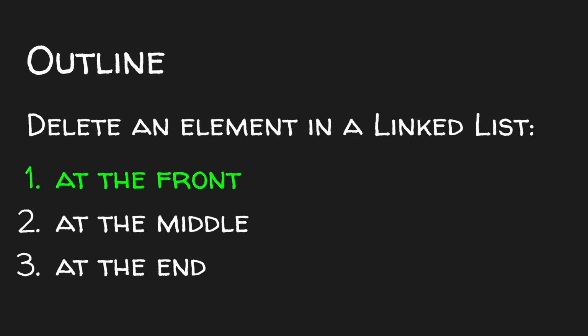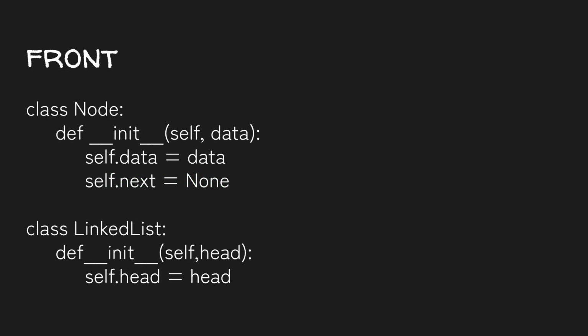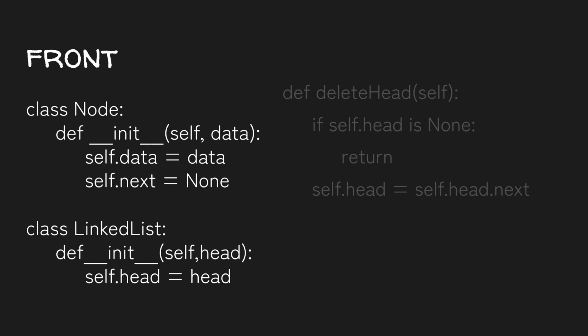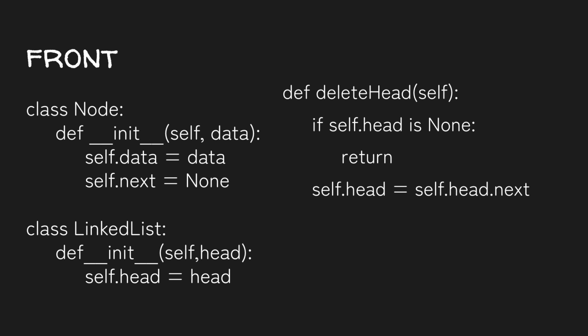Recall the linked list class we built in our Introduction to Linked Lists video. We're going to be building off the linked list class by adding a method called deleteHead, which deletes the head, or the first element, of a linked list. First, we need to check if the head of the linked list is none. If the head of a linked list is none, then we can't remove the first node because our linked list is empty, so we just immediately return.